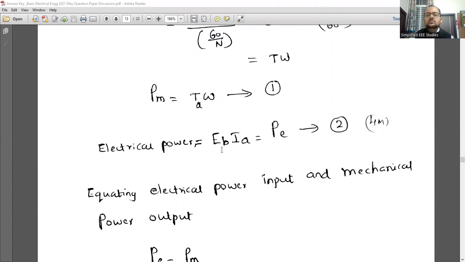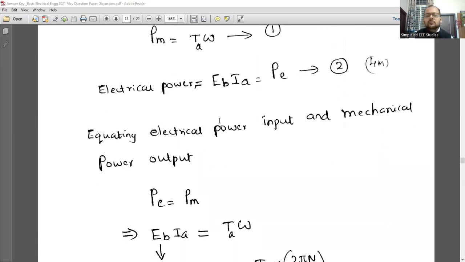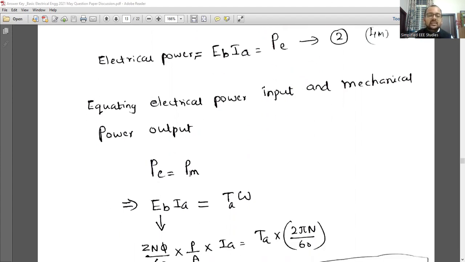There should always be a difference between the terminal voltage and the back EMF. Because of that, a force is developed on the armature and the armature starts moving. Similarly, we are assuming that the input power is equal to the output power. Electrical input will be equal to mechanical output, so we'll write it as PE is equal to PM.